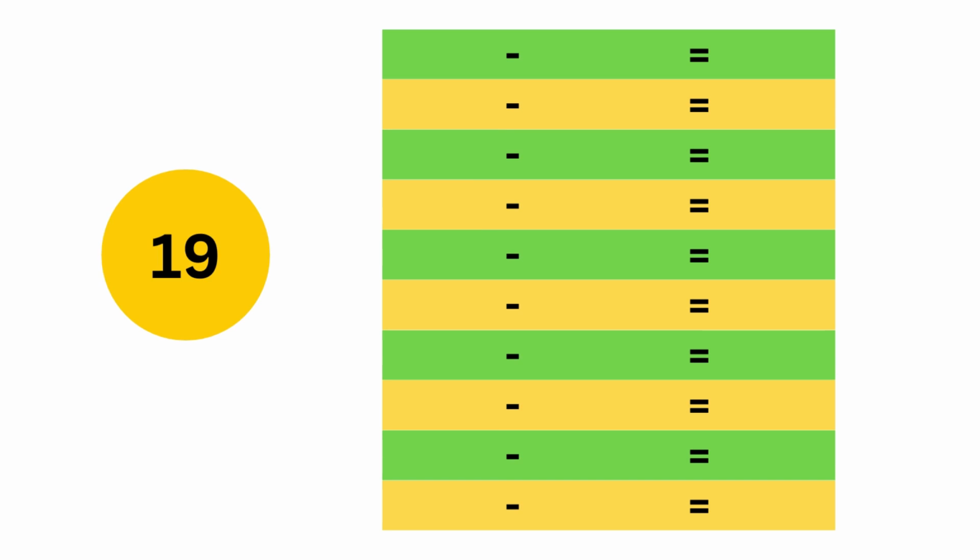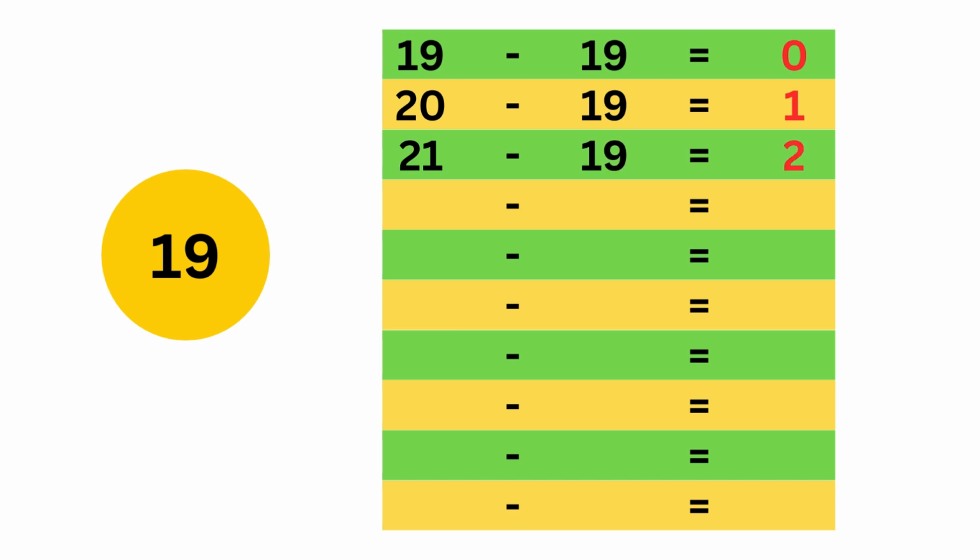Subtraction table 19. 19 minus 19 equal to 0. 20 minus 19 equal to 1. 21 minus 19 equal to 2. 22 minus 19 equal to 3. 23 minus 19 equal to 4.